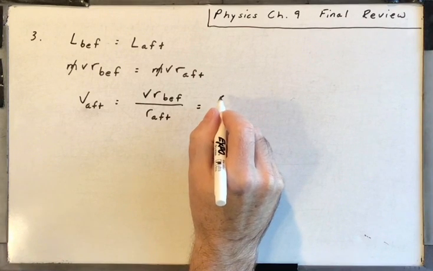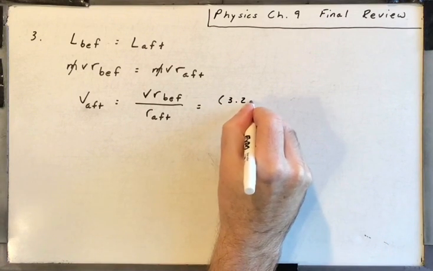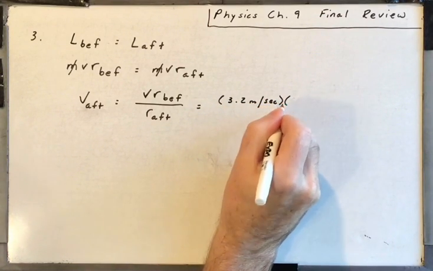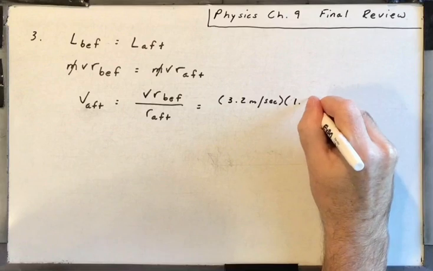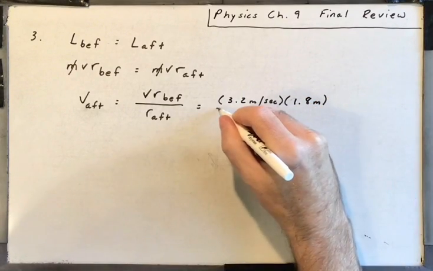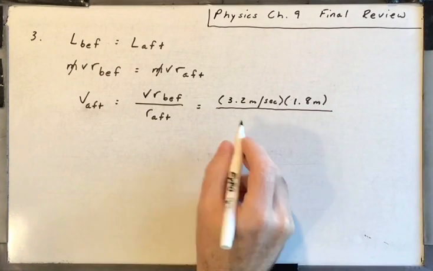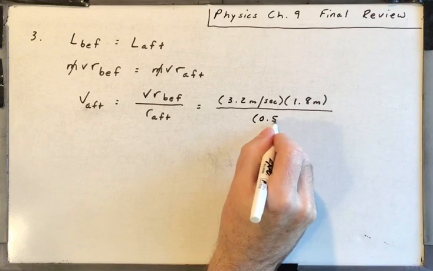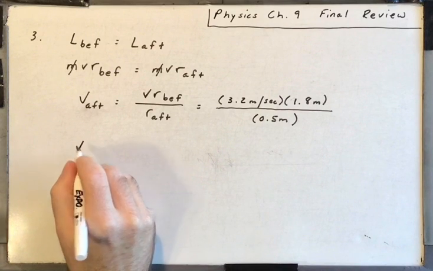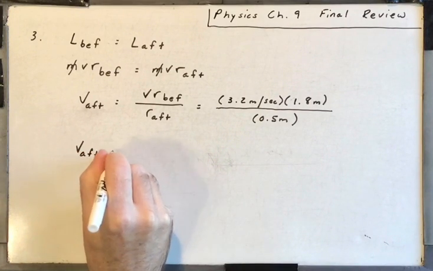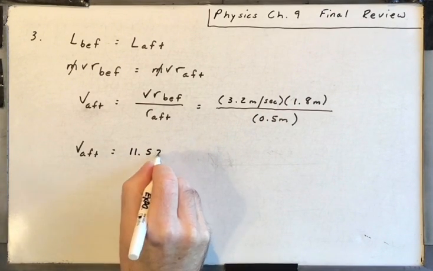All right, so let's just plug them in. The velocity before was 3.2 meters a second. Her initial radius was 1.8 meters. That's with her arms out. She pulled her arms in, and her new radius is 0.5 meters. All right, so her new velocity is going to be, when you put that in the calculator, 11.52 meters per second.